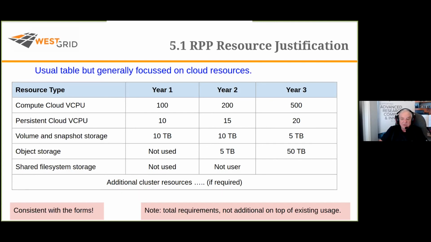There are a number of resources here, and again, keep it consistent with the forms. If you write down a table like this, make sure it follows exactly what you put in the forms. And again, it's total requirements. So what's the total volume storage that you want, and not an increment on what you got last year. RPPs seem to be a bit more prone to this: you think you've got everything you had for the last 3 years, now you're putting in a new one, and you just say what you want extra. No, put the totals in.